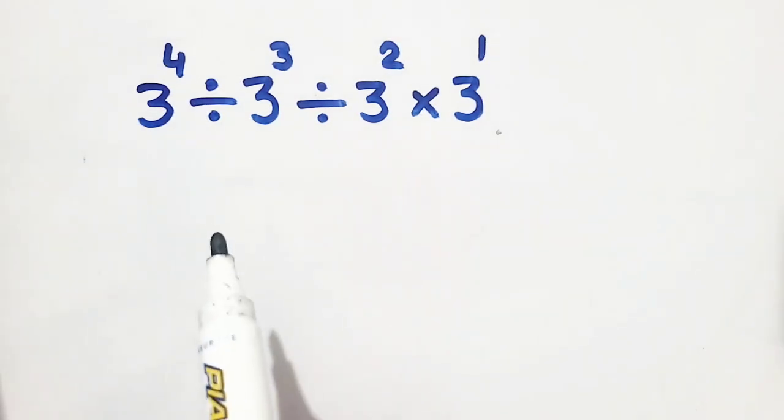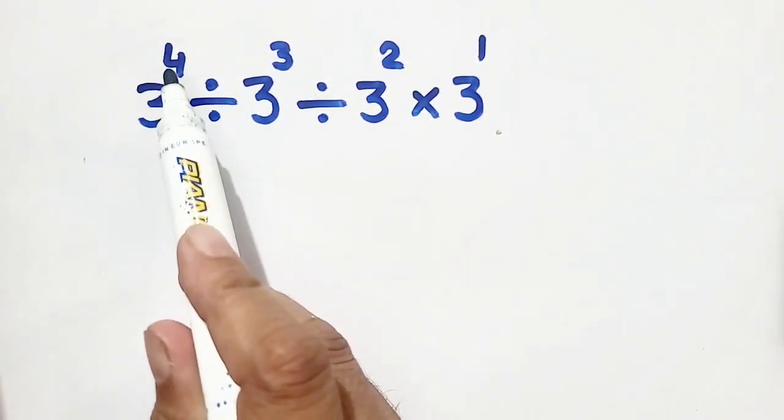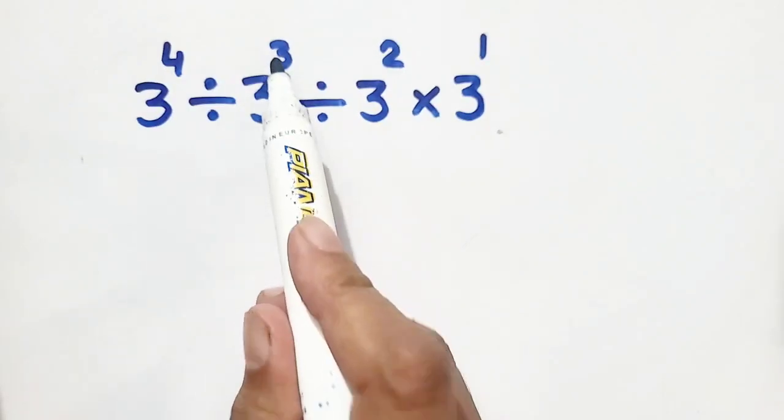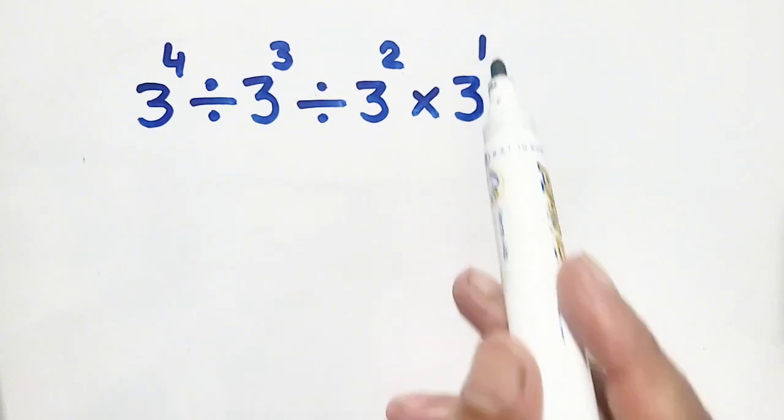Respectable audience, I have a question for you. 3 raised to the power 4 divided by 3 cubed divided by 3 squared times 3 raised to the power 1.